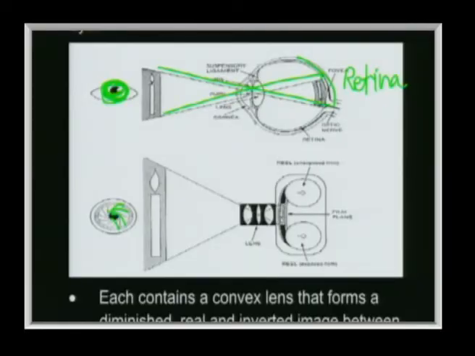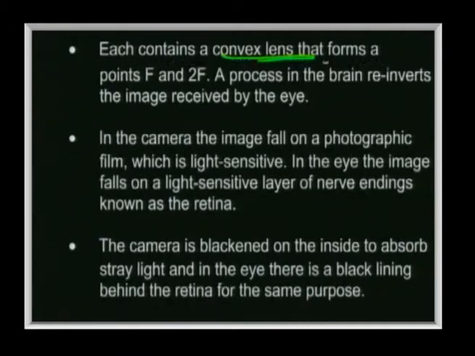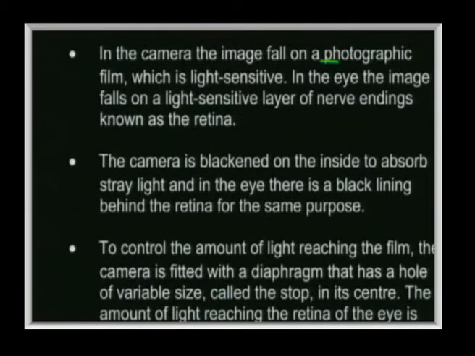Now in the camera, we have photographic film that takes over the same function as the retina in the eye. This photographic film is light sensitive, and an image is formed on the film when exposed to light. If we look at the brief summary that we gave you in conclusion, we will see that both the eye and the camera contain a convex lens. The camera has photographic film and the eye has the light sensitive layer of nerve endings, which is known as the retina.